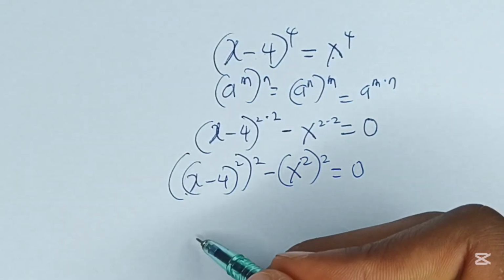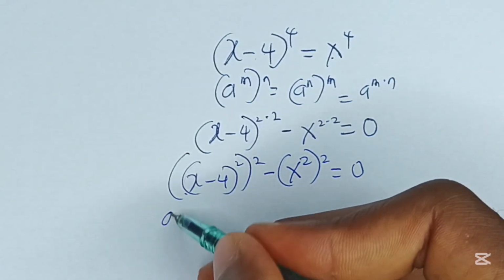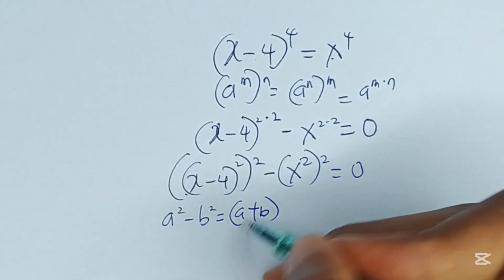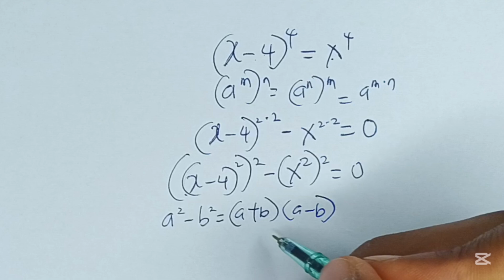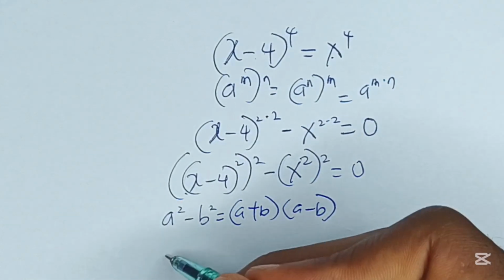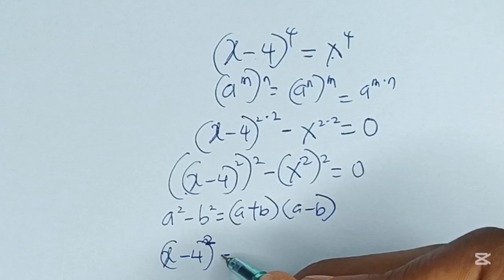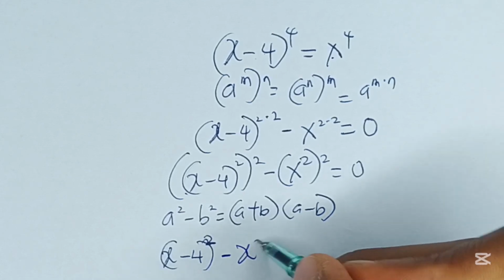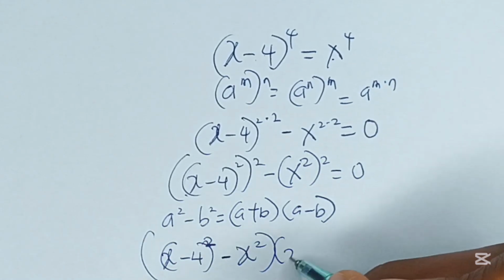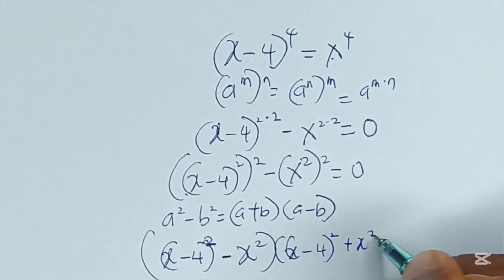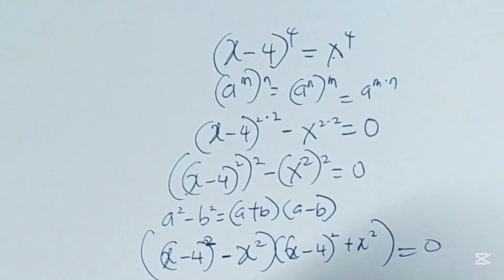This is the difference of two squares. The difference of two squares says that a squared minus b squared is equal to (a plus b) multiplied by (a minus b). Hence from here we are going to have ((x minus 4) all squared minus x squared) multiplied by ((x minus 4) all squared plus x squared) is equal to 0.